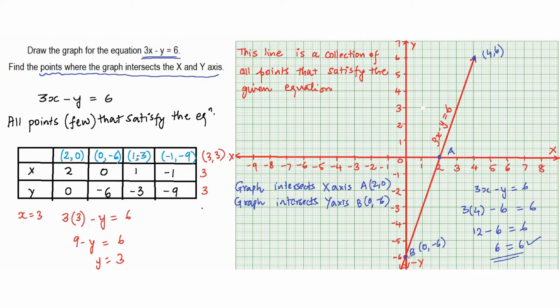So the x coordinate of this point is 0 because it lies on the y-axis, and the y coordinate is negative 6. Similarly for A, it lies on the x-axis, so the x coordinate is 2 and the y coordinate is 0. So this is how we plot this particular graph, and we find where the line intersects the x and y axis. So let's move on to the next question now.